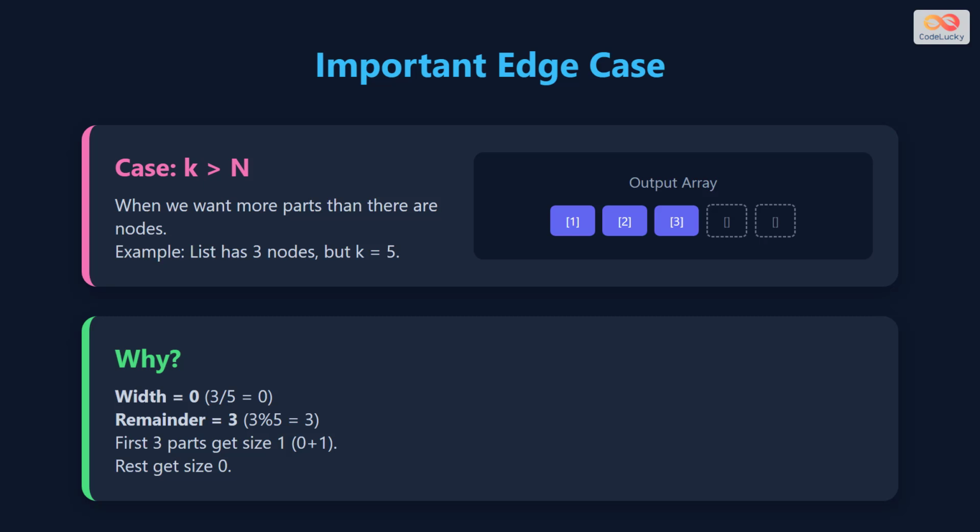A critical edge case occurs when k is greater than the number of nodes n, for instance, splitting a list of 3 nodes into 5 parts. Here, the width is 0 and the remainder is 3. This means the first 3 parts will have a size of 1 and the remaining 2 parts will be empty lists. Your code must handle empty parts correctly.